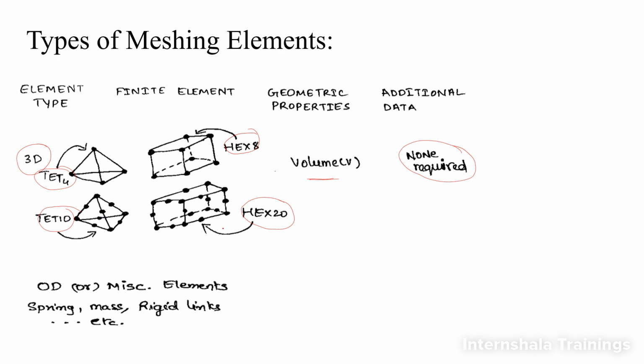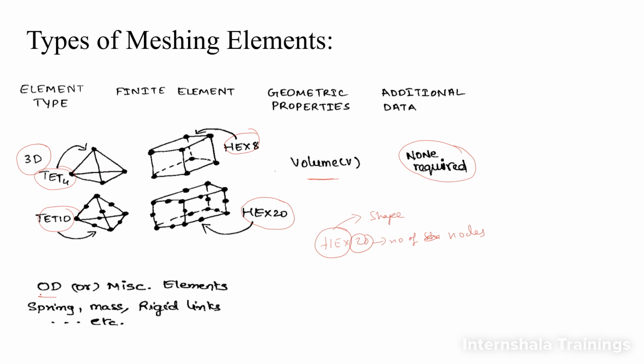And if you see here, all the terms are being represented like hex 20. So hex means it is the shape of the element, and 20 means the number of nodes. Based on the number of nodes only, we will be able to define whether it is a linear element or a parabolic element.